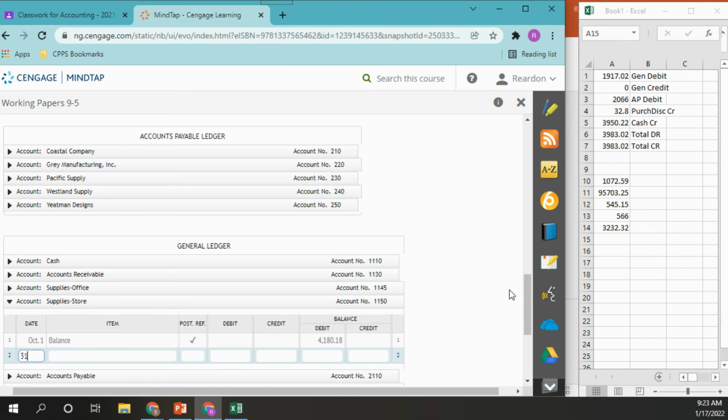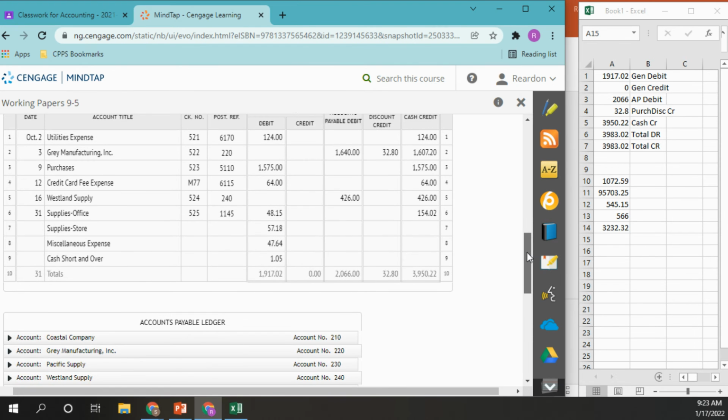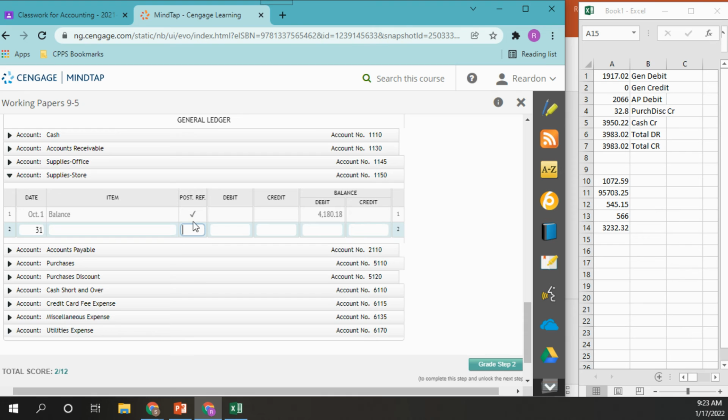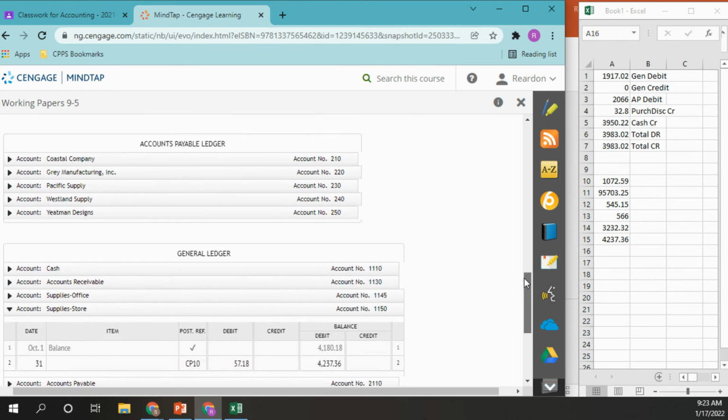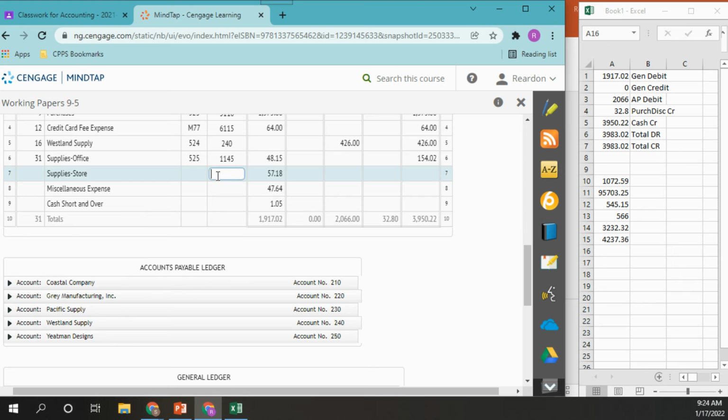On the 31st, we had that for 5718. Cash payments number 10, 57.18. Previous balance was 4180.18 plus 57.18. We now have a new supplies store amount of 4237.36. Again, if I'm going too fast, you can slow me down, rewind, whatever. 1150 is our account. We're going to post in there.